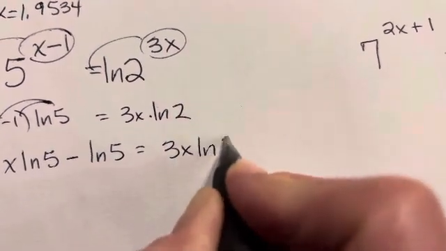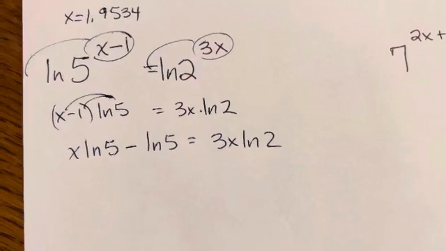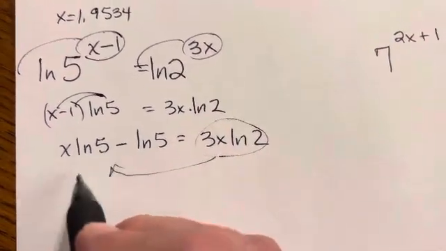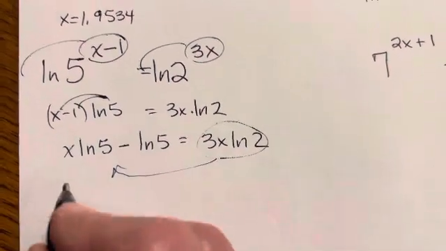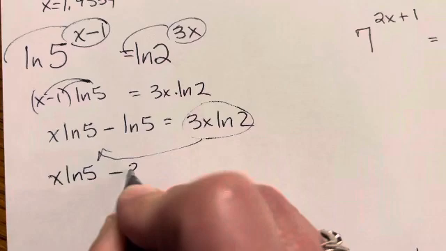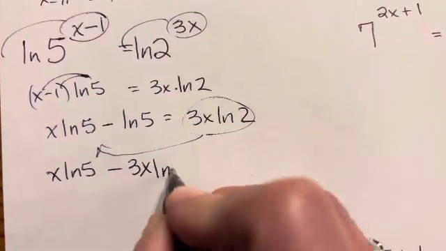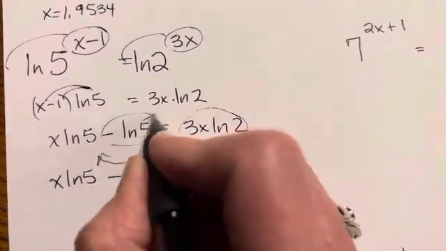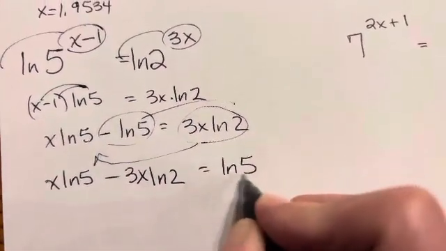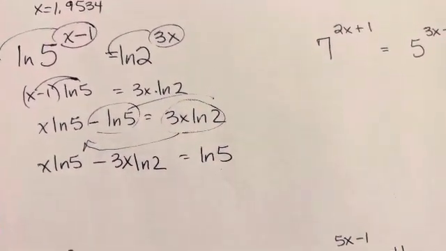Now, here's the deal. Anything with x's we want on one side. So I'm going to bring this guy over here to be with his friend that has the x. It's positive on this side, so when I bring it over here, it's going to be minus. And then I'm going to move this to this side. The opposite of subtraction is addition. He doesn't have any x's, so I left him over there.